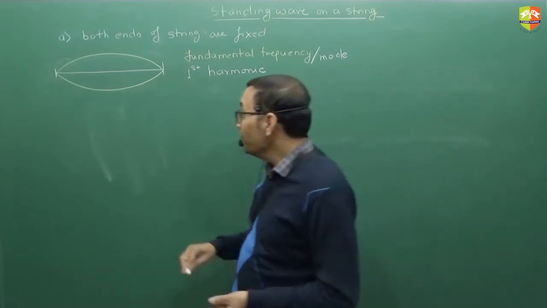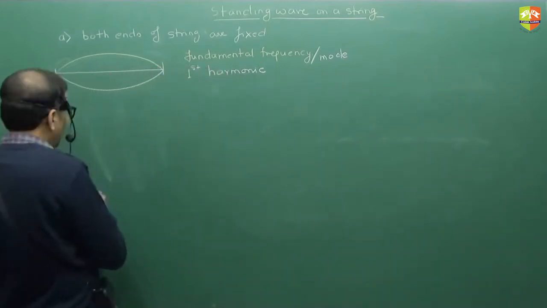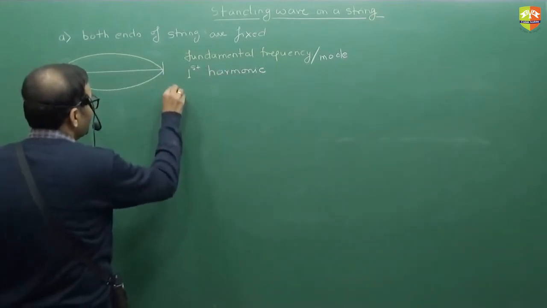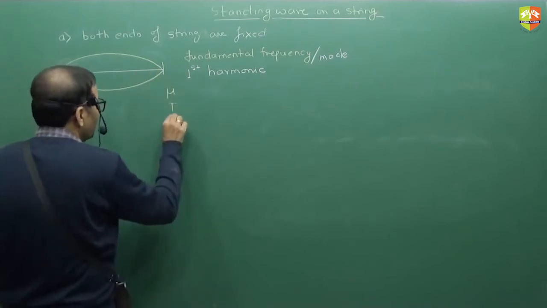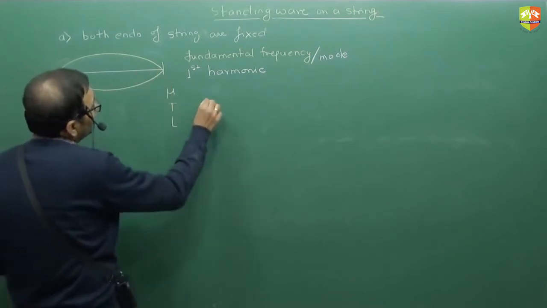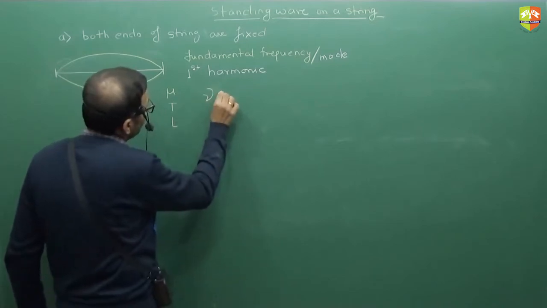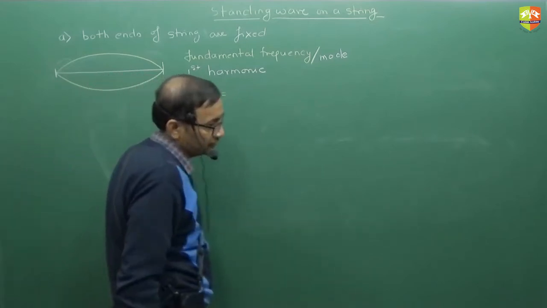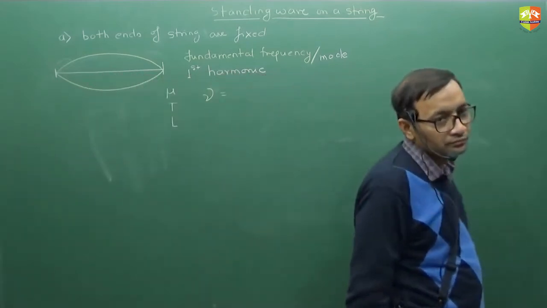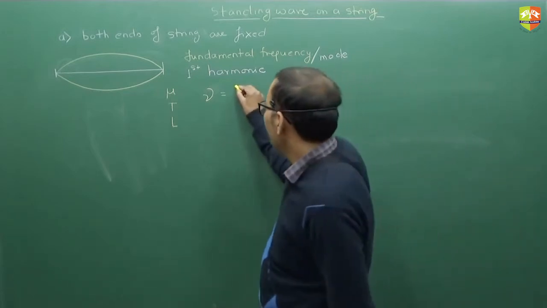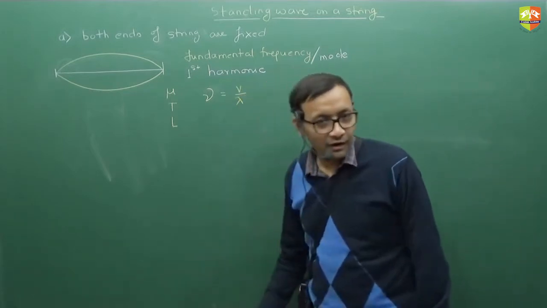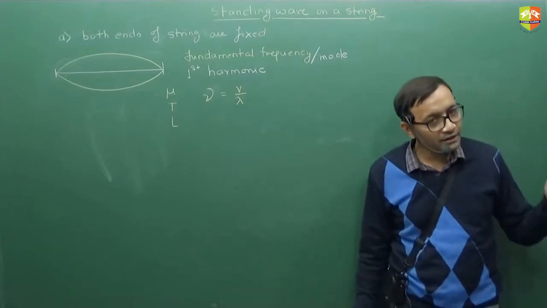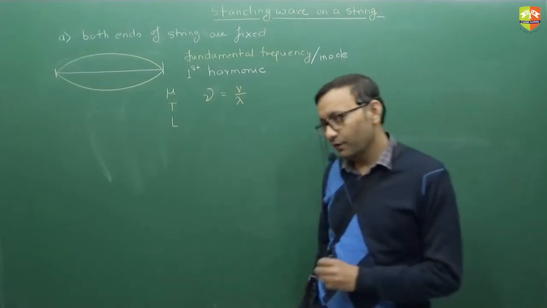So tell me, if the mass per unit length of the string is mu, the tension in the string is T, and the length of the string is L, find out the fundamental frequency. How much? The formula for the frequency is velocity divided by wavelength. For any wave, velocity divided by wavelength is the frequency. Find out.